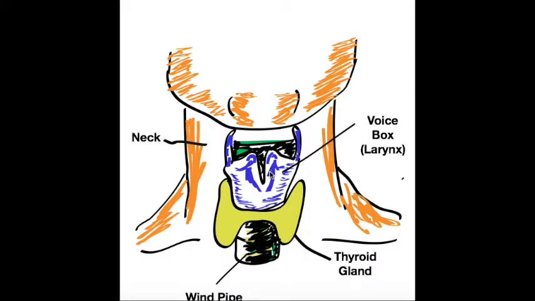If you feel down your neck, you should be able to feel the Adam's apple, which is the little bumpy area as you run your finger down the middle of your neck. And just beneath there is where the thyroid gland is, which is shown here in yellow. And behind it is the windpipe. So this is the organ that we're going to have a look at.